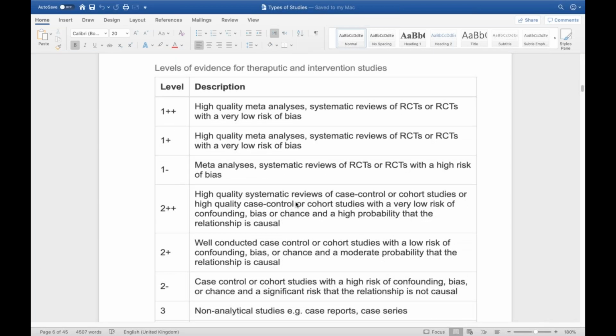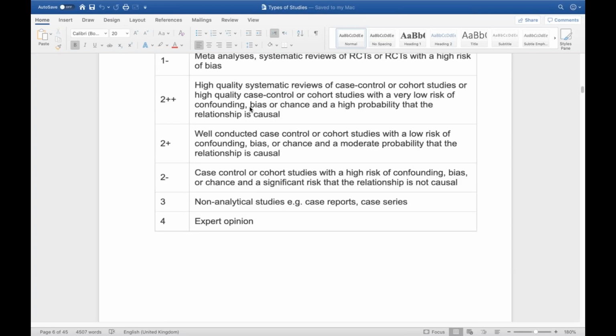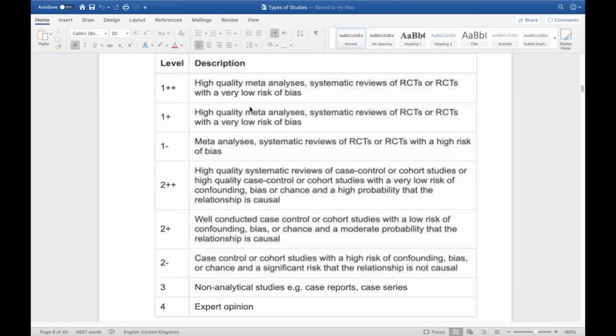I just want to stop here and tell you there are other ways, and numbers, and pluses and minuses, and even 1A and 1B. There are a lot of other ways of classifying evidence, and that's why I found it confusing. But if you go from below to above, it's easy. You can answer your multiple choice question. If you go from above to below, it's easy as well.